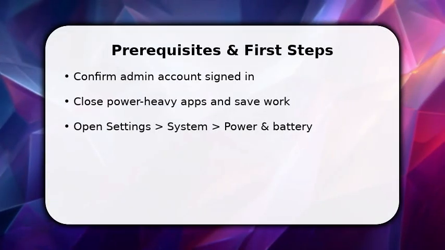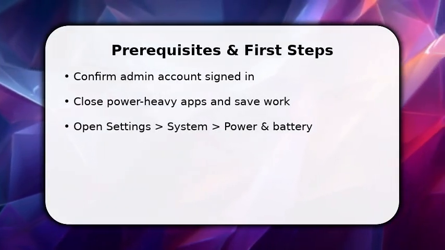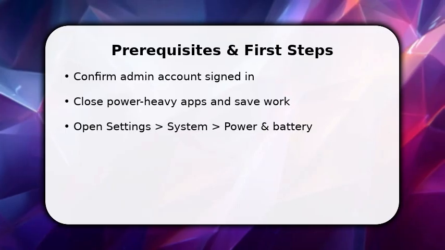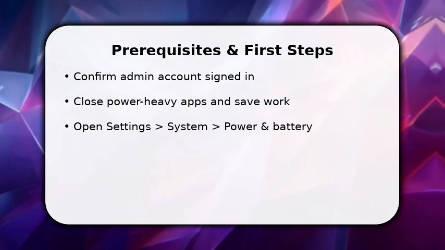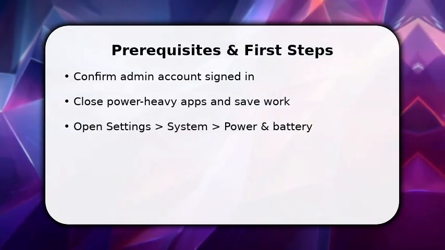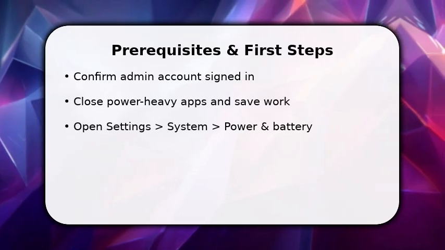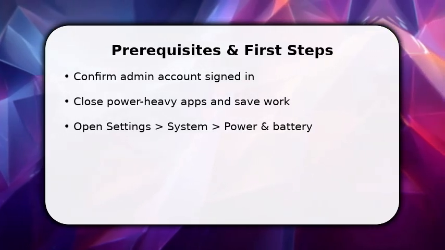You start by making sure you're signed in with an administrator account so changes stick. Once done, save any open files and close intensive apps to avoid interruptions. Next, open Settings, choose System, and tap Power and Battery.